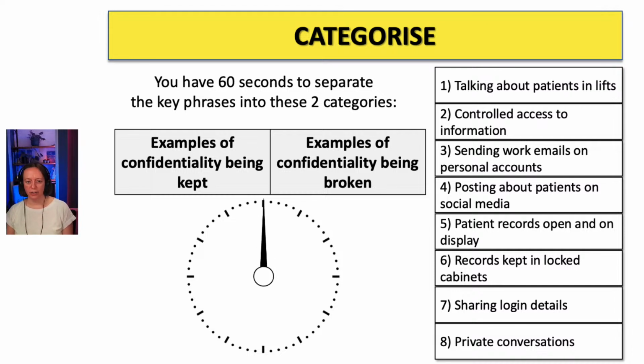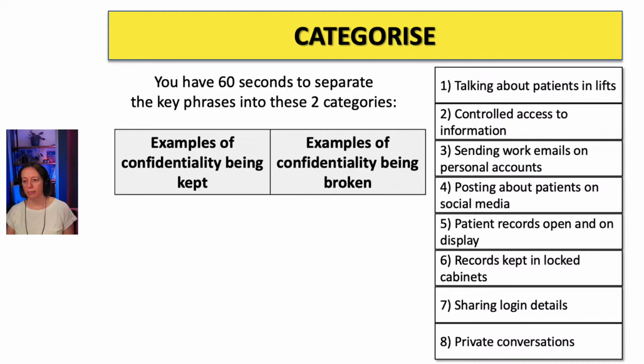Okay, so Cushy, hi Cushy, is telling me that number 1 would break confidence. So talking about patients in lifts is an example of breaking confidentiality. Mia has said number 1 as well for breaking confidentiality. Also number 3, sending work emails on personal accounts. Yeah. 4, posting about patients on social media. 5, patient records open and on display. And 7, sharing login details.